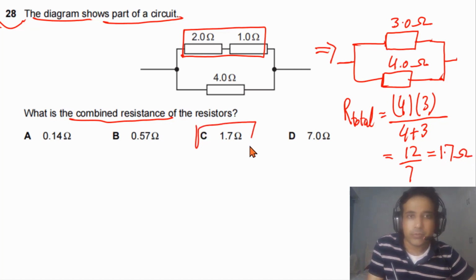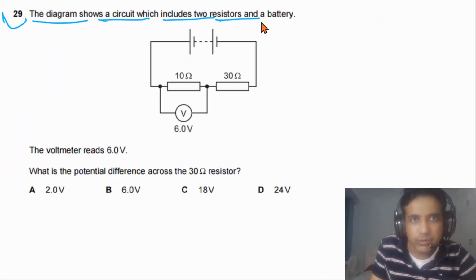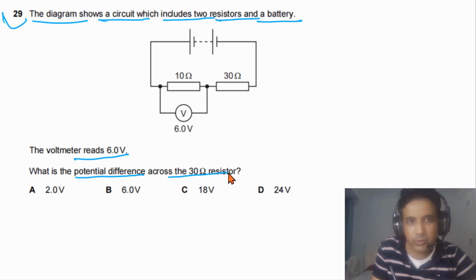So the answer for this question is C. Question 29 says the diagram shows a circuit which includes 2 resistors and a battery. The voltmeter reads 6.0 volts. What is the potential difference across the 30 ohm resistor?